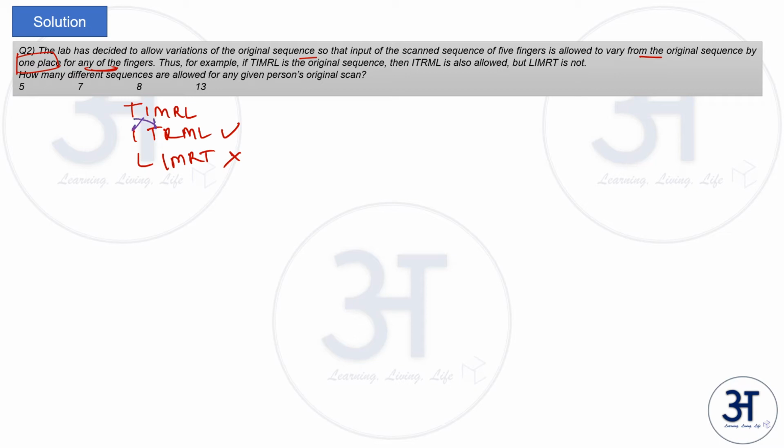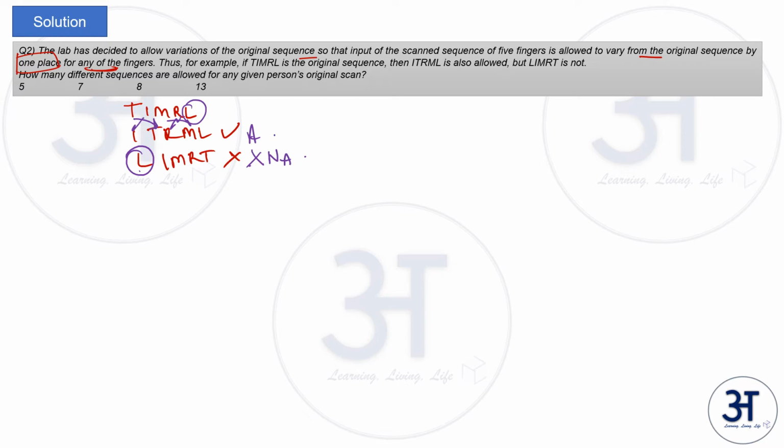So let us see what is the difference between the original sequence and the first case. So in this case, I and T are shifted by 1 place, M and R by 1 place. So whatever is getting shifted only by 1 place, this is allowed. But in the second case, if you see, L has shifted many places. So it's not allowed, right?